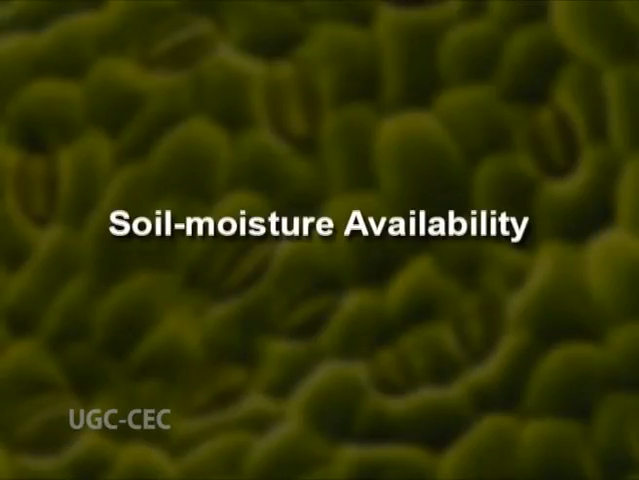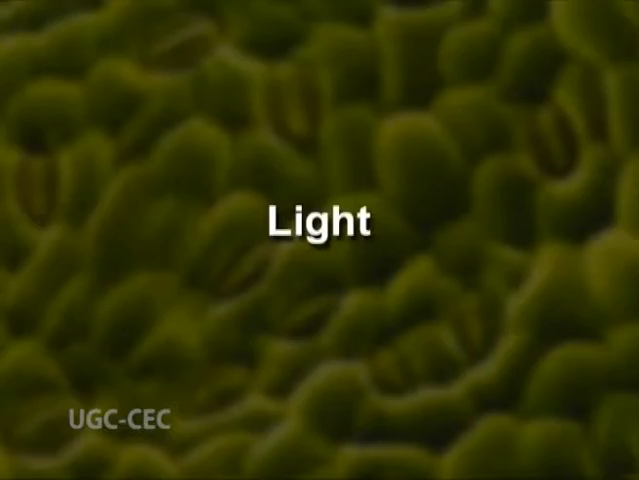Soil moisture availability. When moisture is lacking, plants can begin to senesce, that is, premature aging, which can result in leaf loss and transpire less water.